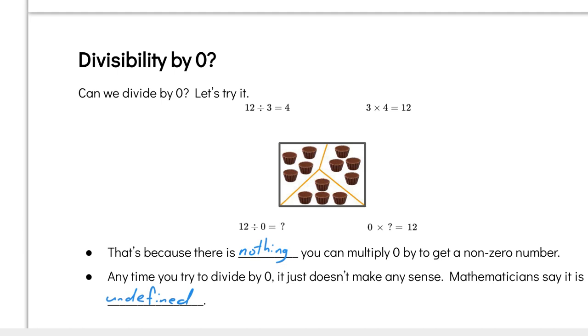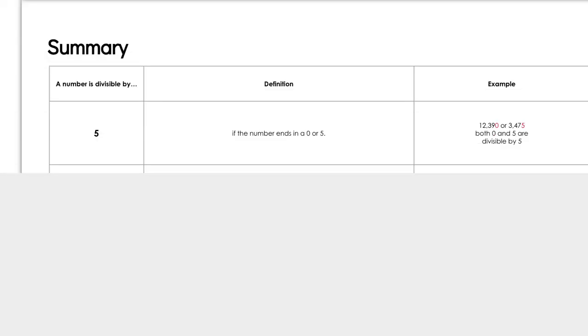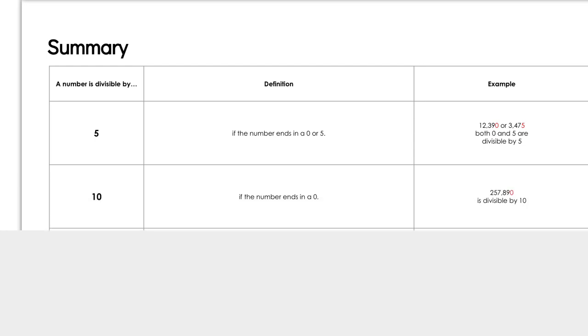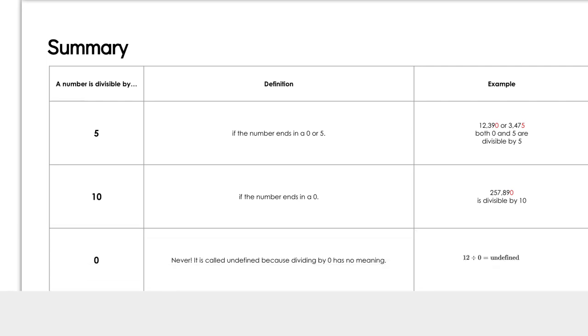So let's go over what we learned today. Here's the summary. A number is divisible by 5 if the number ends in a 0 or a 5. A number is divisible by 10 if the number ends in a 0. And a number is divisible by 0 never. It is called undefined because dividing by 0 has no meaning.